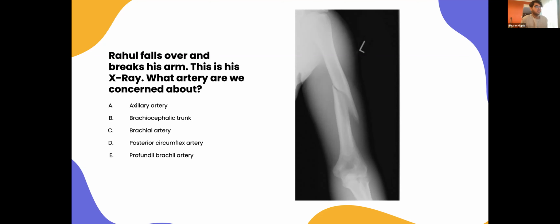Yeah, E. The profunda brachii artery. As we know, that goes deep into the humerus, and it's a mid-shaft fracture, so that's specifically at risk. Anything else that you guys can think of that would be a concern here? Radial nerve. Yeah, perfect. The radial nerve as well, because we know they're both together.